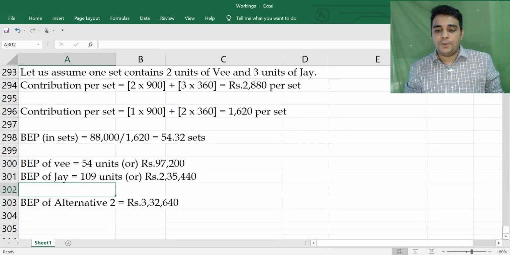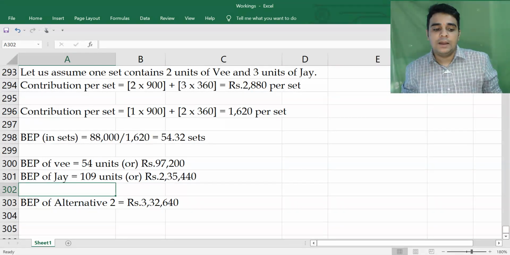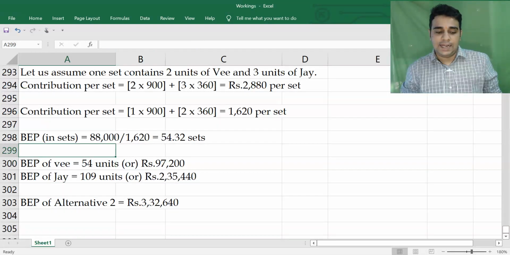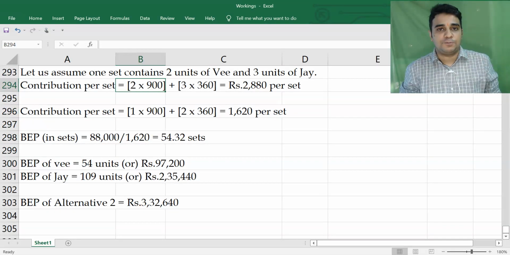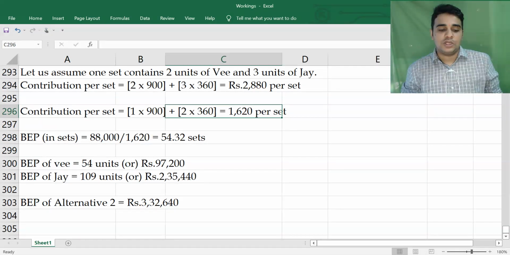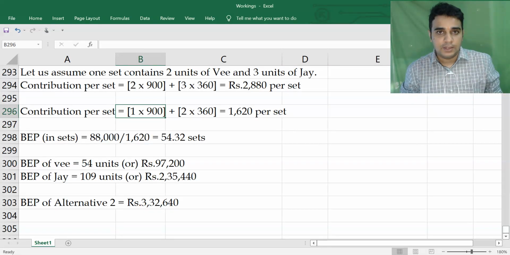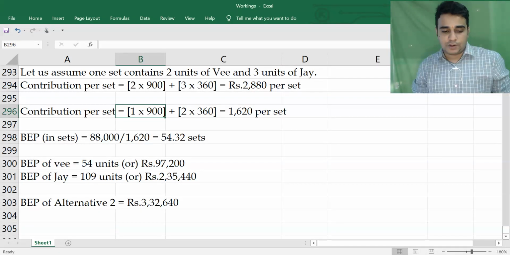No, with contribution you cannot answer because here 2880 per unit is for 5 units put together. This 1620 is for 3 units put together. So you can divide and get contribution per unit also, but that also will not help you. What can finally help you is if you calculate something called profit volume ratio. I'll quickly come to this because you've asked it.